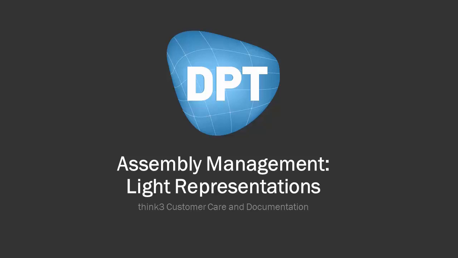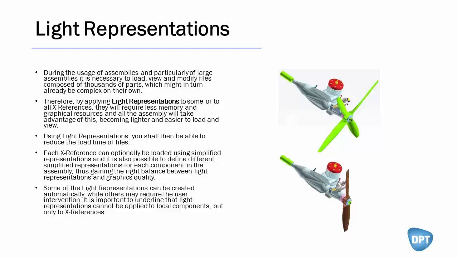Using this new command, we shall then be able to reduce the load time of files, and each X reference can optionally be loaded using simplified representations, and we'll also be able to define different simplified representations for each component in the assembly, thus gaining the right balance between light representations and graphics quality. Some of these can be created automatically, while others may require user intervention. It is important to underline that light representation cannot be applied to local components, but only to X references.